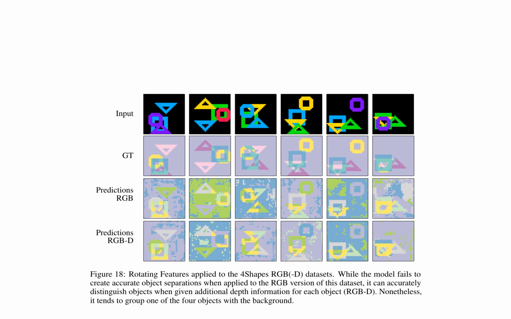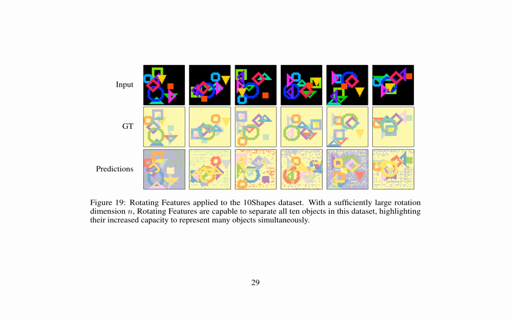Figure 19 highlights the model's ability to separate all 10 objects in the 10 shapes dataset by utilizing a sufficiently large rotation dimension n. This increased capacity to represent many objects simultaneously underscores the importance of incorporating multimodal data in object recognition tasks. The performance on the 10 shapes dataset indicates the proposed method's effectiveness in handling complex scenes with multiple objects. The rotation dimension n plays a crucial role, allowing the model to capture and differentiate between objects based on their spatial relationships and orientations.